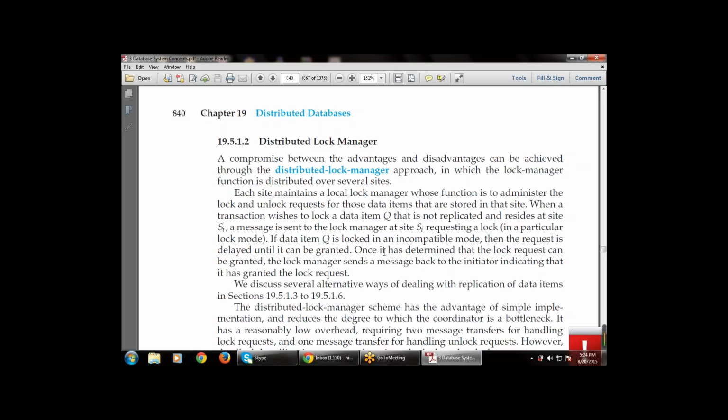And when a transaction wishes to lock a data item Q that is not replicated and resides at the site Si, a message is sent to the lock manager at Si.